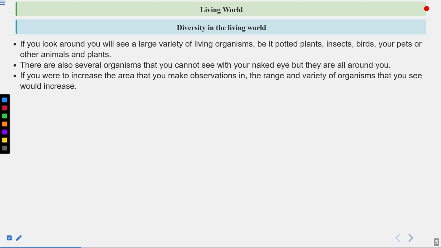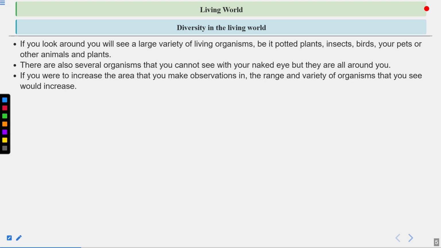Now, if you were to increase the area that you make observation in, the range and variety of organisms that you see would increase. So if you go outside and visualize, suppose, 1 kilometer of area, then you will find a particular biodiversity. Then if you move further and cover 10 kilometers of area, obviously the variety of organisms that you will see would increase, meaning the biodiversity will increase. You will find different kinds of organisms.